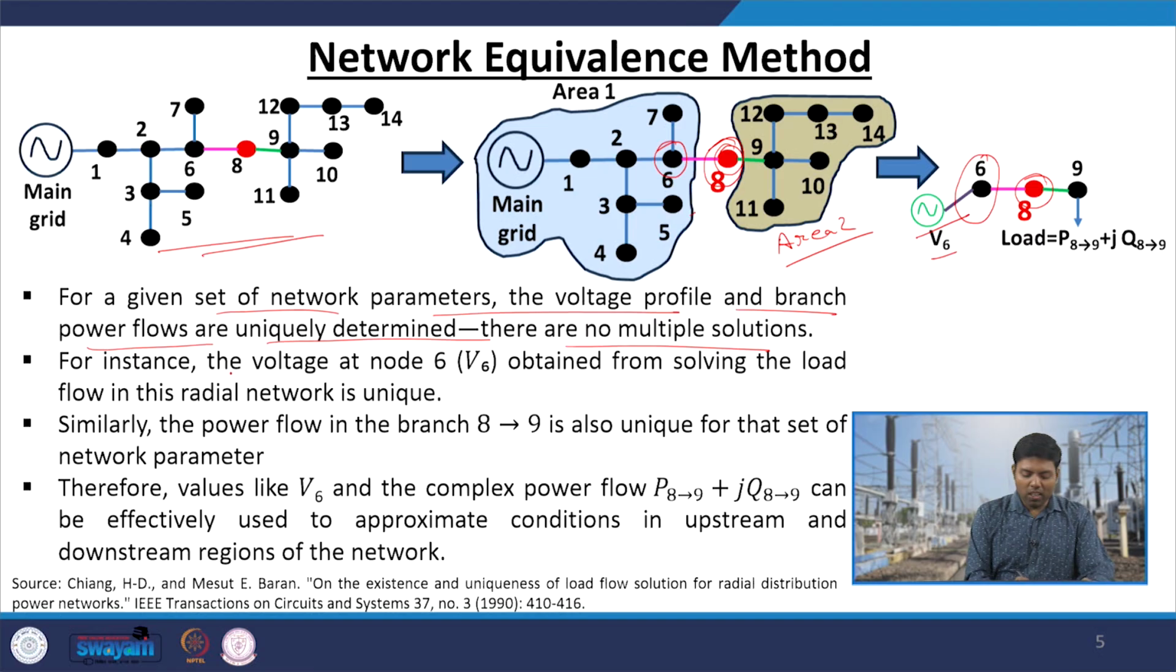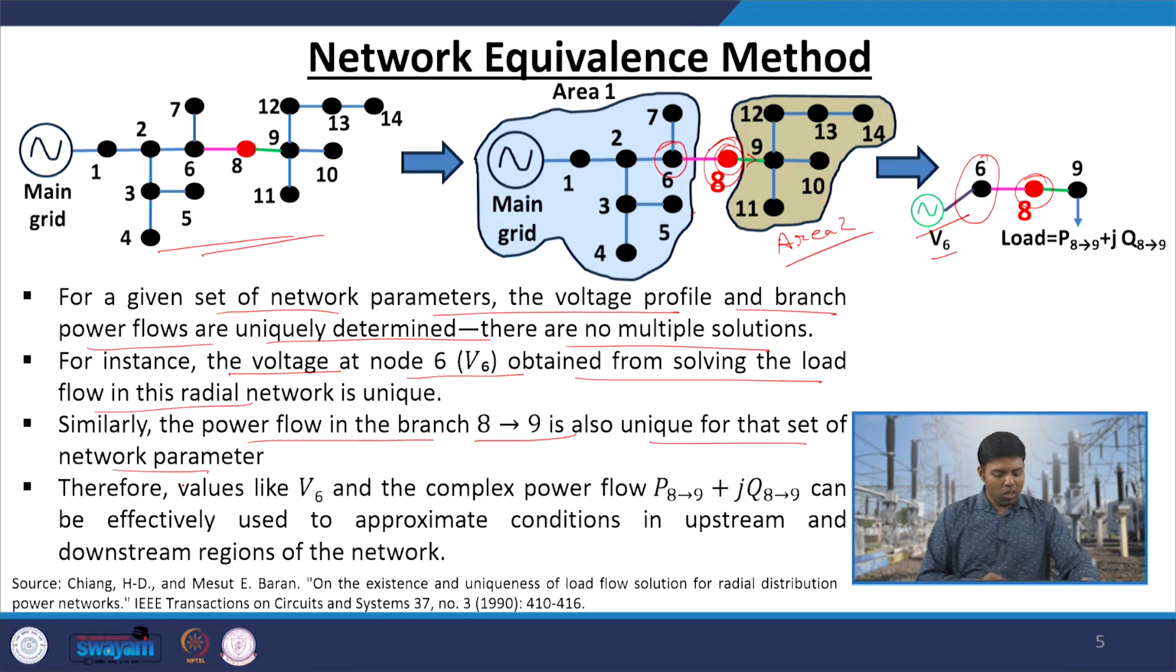Okay. So, for that instant the voltage at node 6 obtained from solving the radial power network is unique. Similarly, the power flow between branches 8 and 9 is also unique. So, therefore, V6, the voltage of bus 6, and the complex power flowing between node 8 and 9 can be effectively used to approximate the network condition for the upstream and the downstream region.